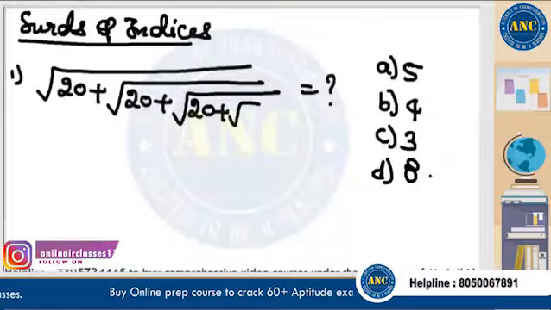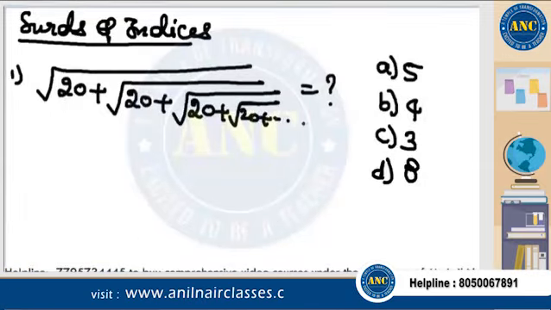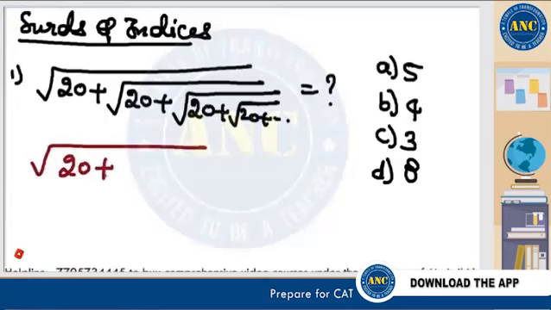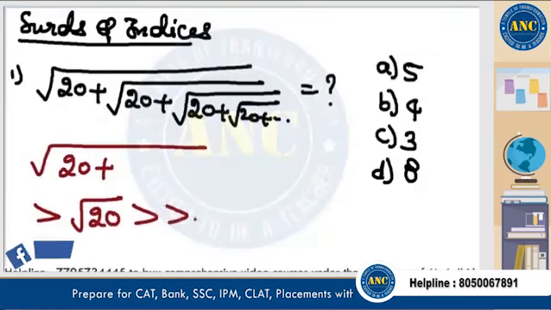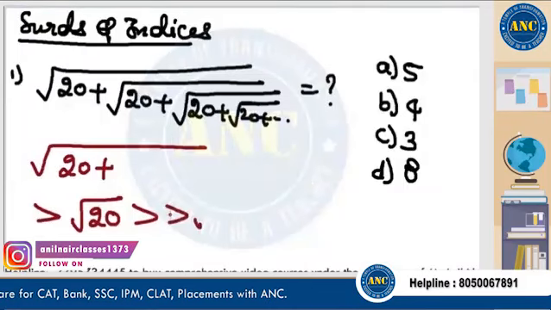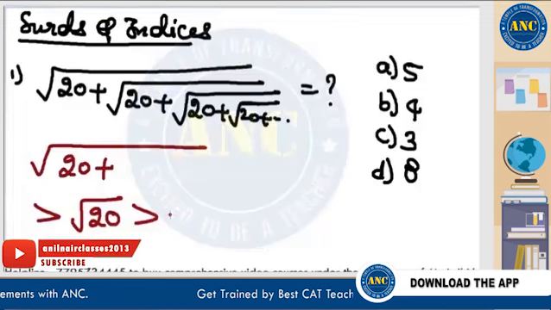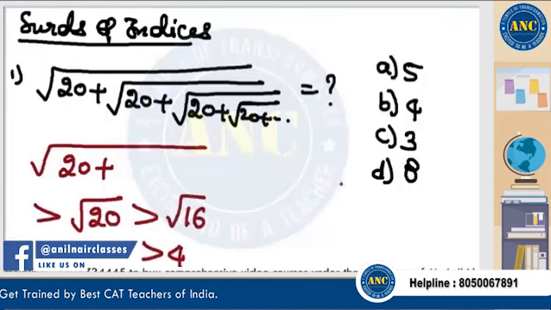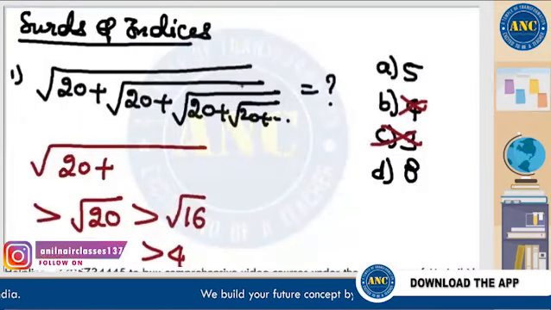Square root of 1 plus root of 20 plus root of 20 plus, and so on, is equivalent to how much? This is a stupid question. By looking at the question itself, I can say it is root of 20 plus something. That means the answer is greater than root 20. Root 20 is greater than root 16. Right, Mahima? I hope you are all with me. So the answer should be greater than 4. So two options are out. You don't need to do it.